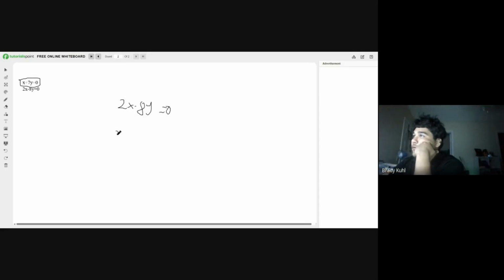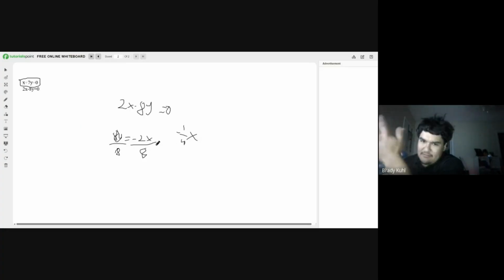So now, 8y, you should have 2x on both sides, equals negative 2x. Now you divide by 8 on both sides. And if you understand fractions, you know that it would be negative 1/4 x. If you guys don't know, I'm sorry, because I don't know how to make proofs of fractions yet. For the purpose of this video, I'm going to stick with substitution.